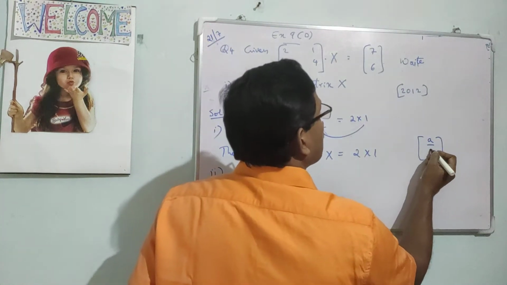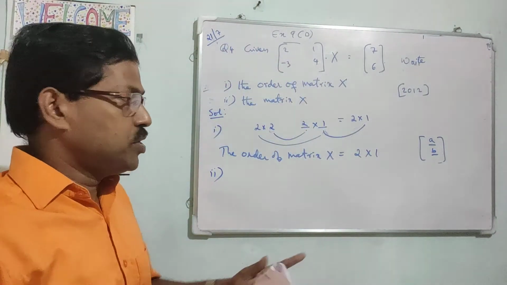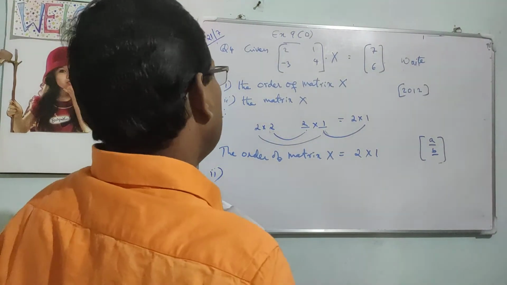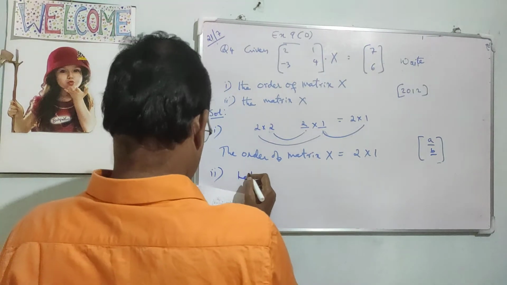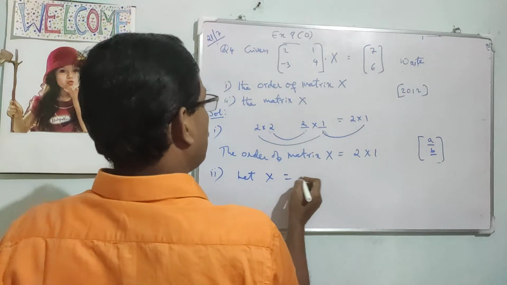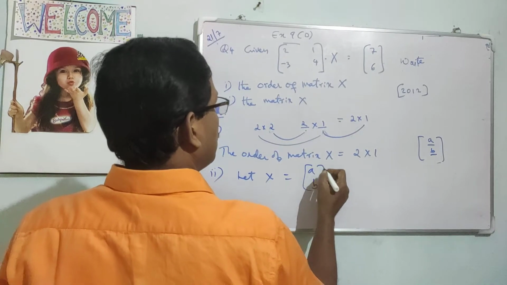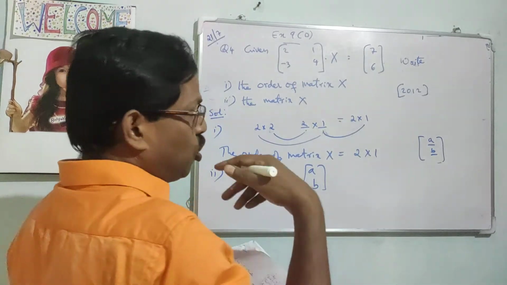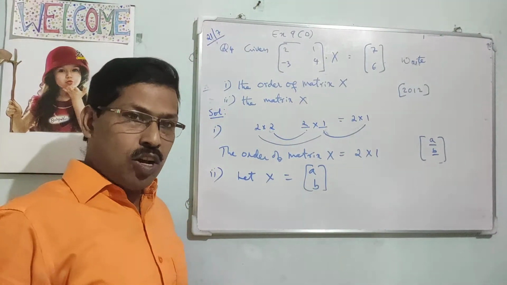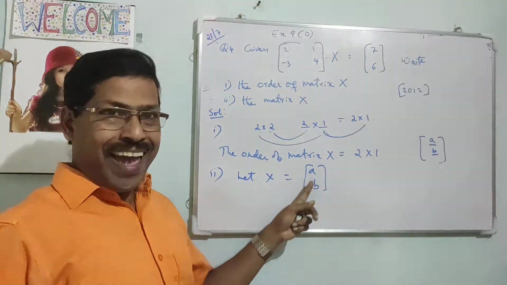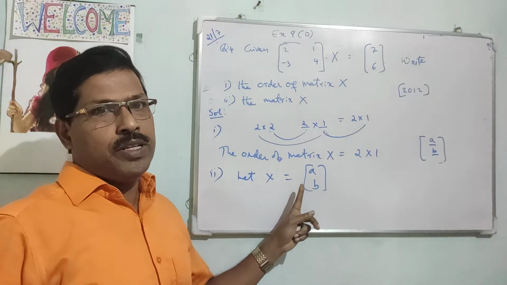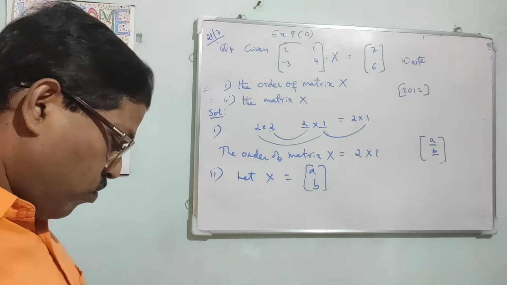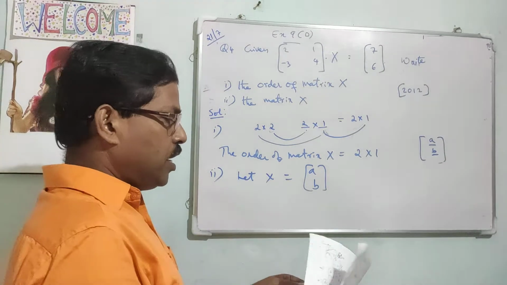So we can assume somewhere we have solved a problem like this. A and B in 1 column, write A and B. So let us assume X is equal to A, B. Is it clear to you? This is a matrix of order 2 by 1. Both the elements are not known. A 2 by 1 matrix will look like this. Only 2 elements will be there. It will be a column matrix, and both the elements are not known, so we can assume them as A and B.